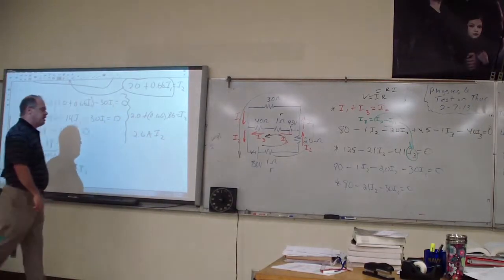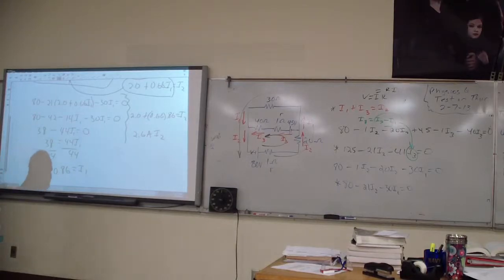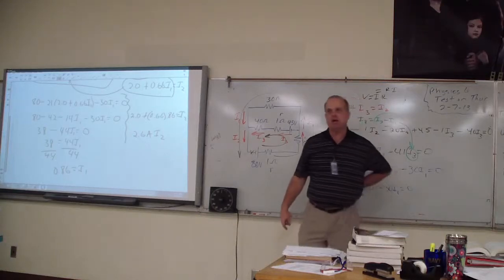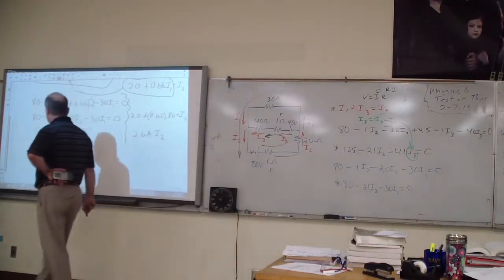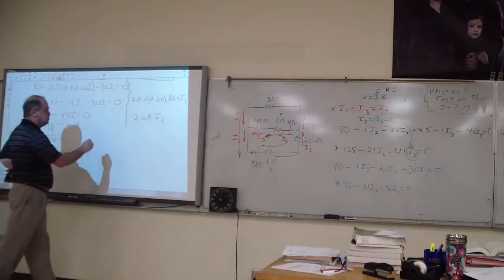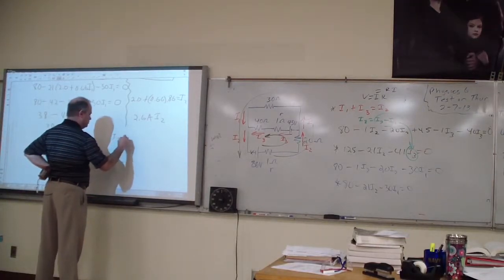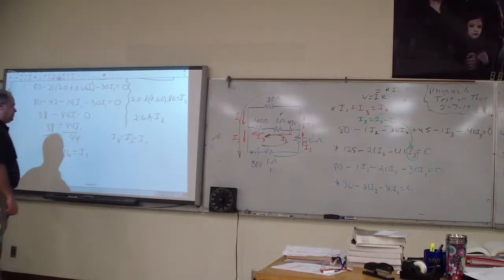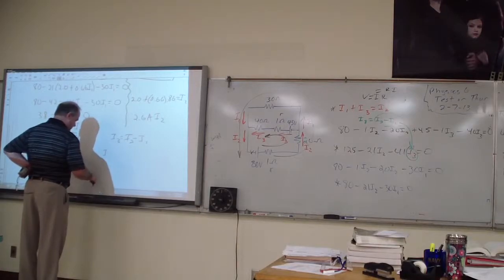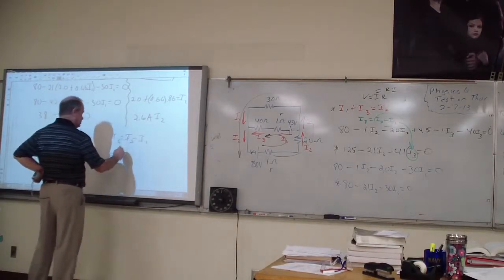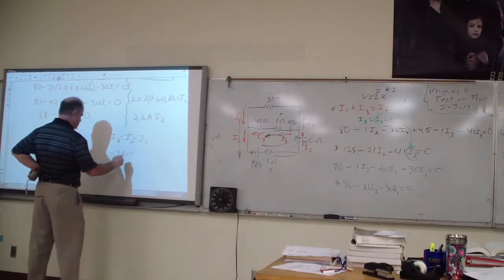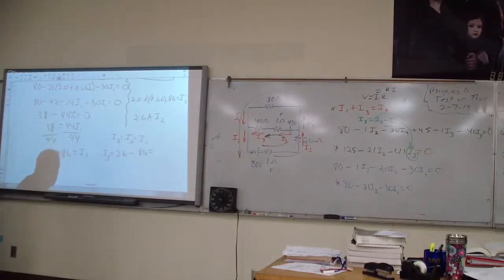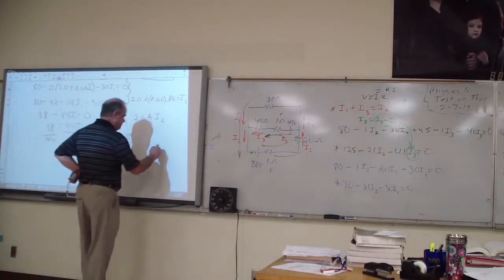Now, what's the quickest way to get I3? I3 equals I2 minus I1. There you go. That one right there, much quicker. So I2 minus I1 is I3. Okay, and let's see. 1.7. Yeah.